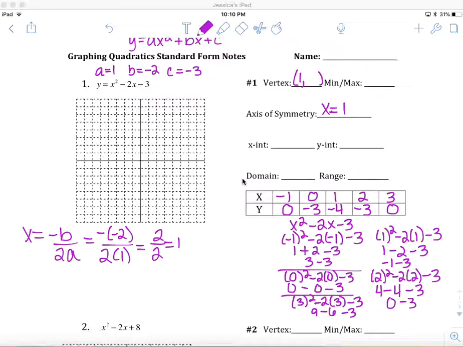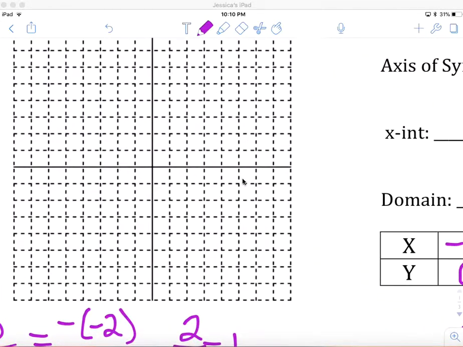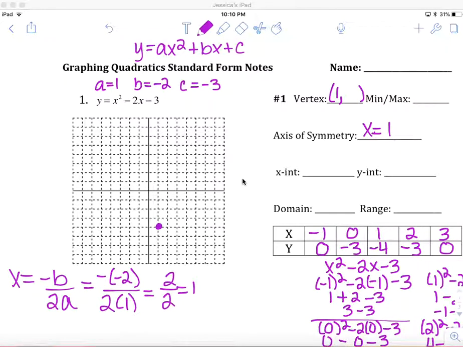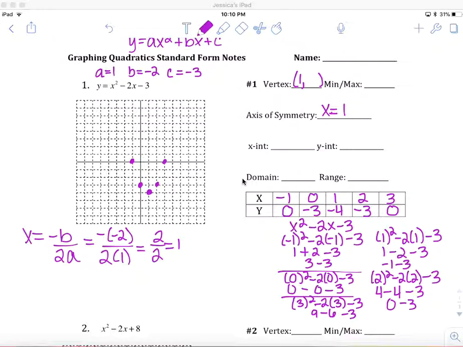Now that I have my table, I'm going to plot these points. So I have 1, negative 4. I have 2, negative 3. 0, negative 3. 3, 0. And negative 1, 0. If you wanted to keep going, you could. I could plug in 4. Plugging in 4 gives us 16 minus 8 minus 3, which actually will fit on my graph, so 4, 5, which means I'll also have negative 2, 5, because our quadratics are always going to be symmetric.